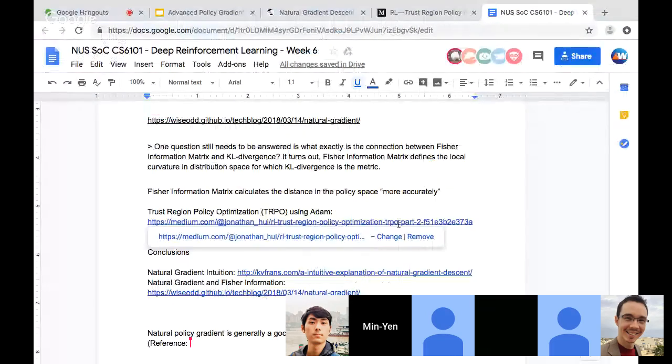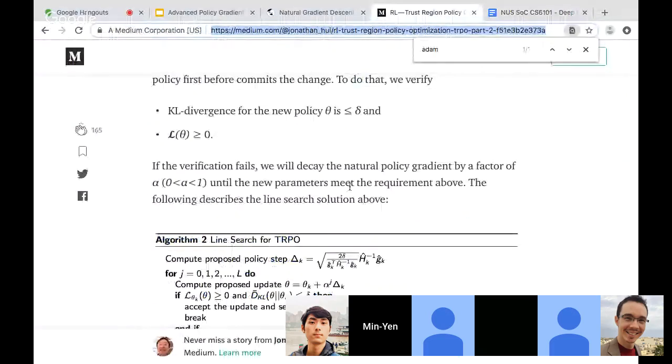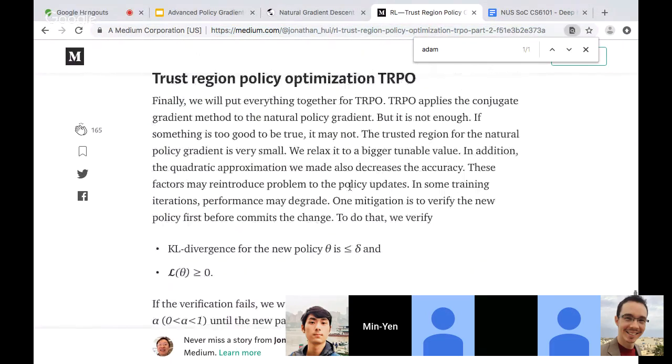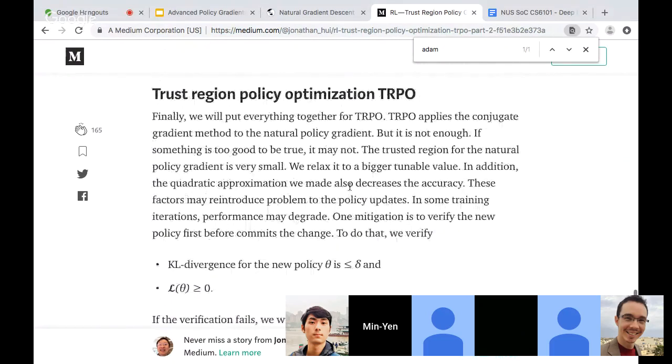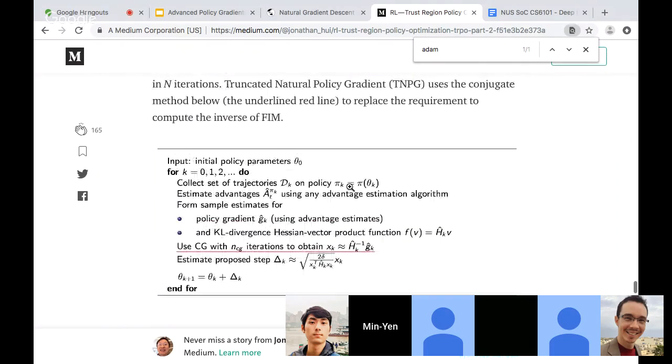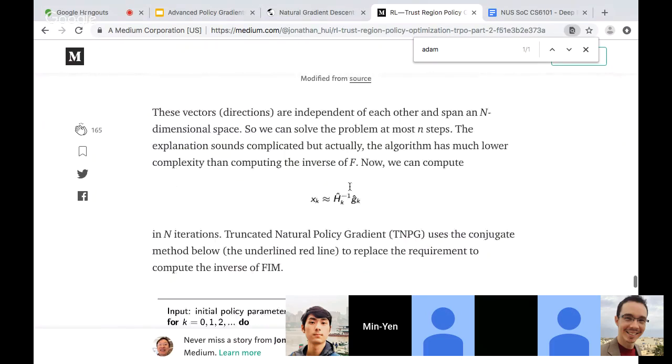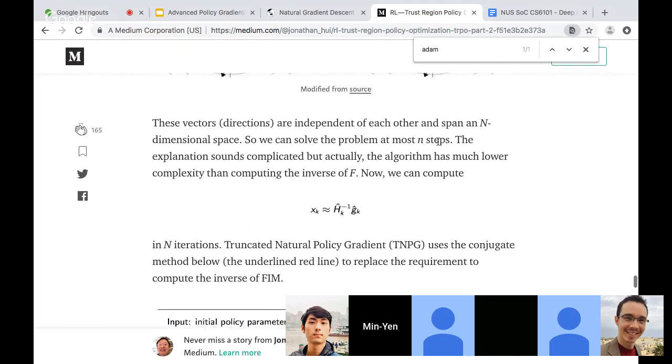I think they say that if you use their trust region policy optimization, you do have to calculate it, but you get both the F inverse and the whole alpha term together. That's optimized. You get them both. This is exactly what you're saying.